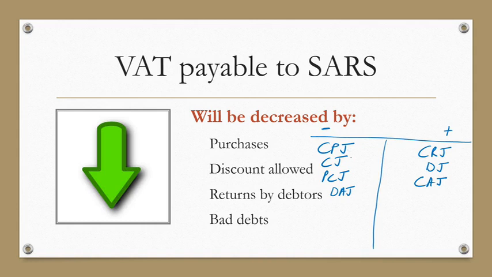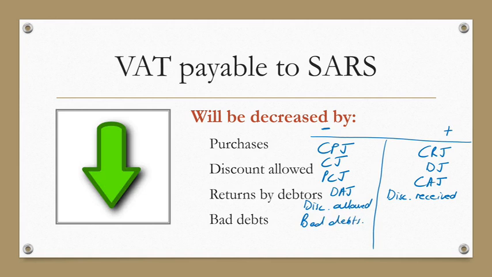We purchased, but we received discount, discount received. We sold on credit, it increased, but now we allow discount, discount allowed. We sold on credit, it increased, but now there's bad debts. So bad debts will decrease the amount payable.